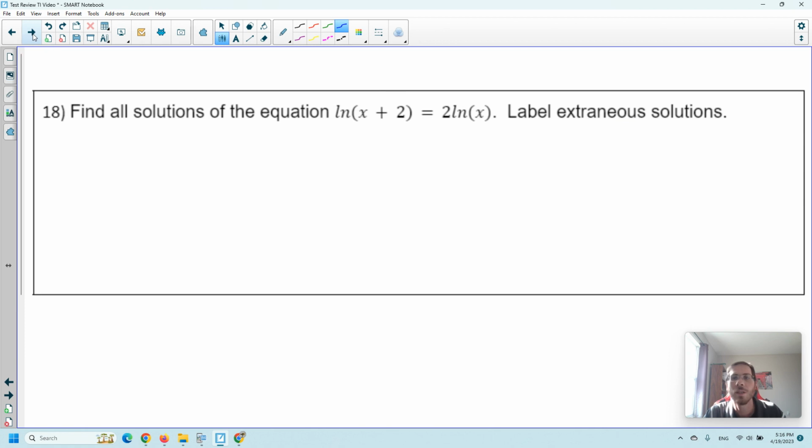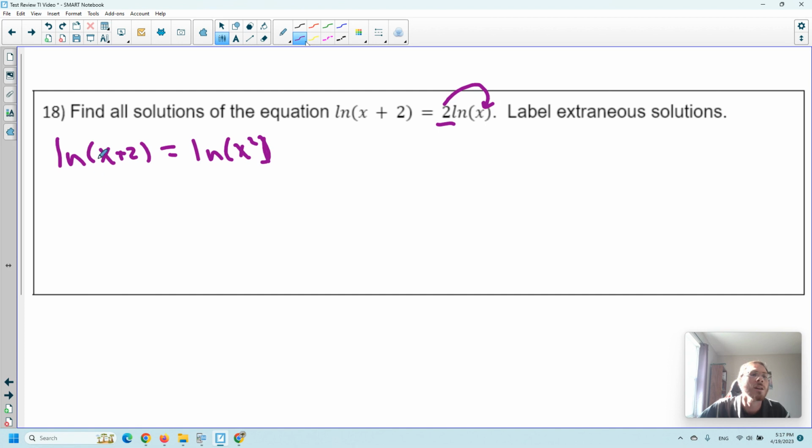All right, for 18, find all solutions to this equation, label extraneous solutions. So this time it does not say that you have to find a common base or anything. So you can just put this in the calculator and solve it graphically if you want. Obviously, it's more fun to do it by hand. So what we're going to do is take this 2 as an exponent or as a coefficient and use my ln rule to turn that into ln of x squared. This way I have ln of both sides.